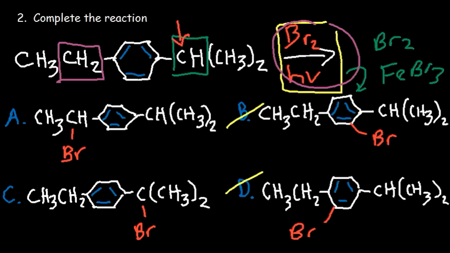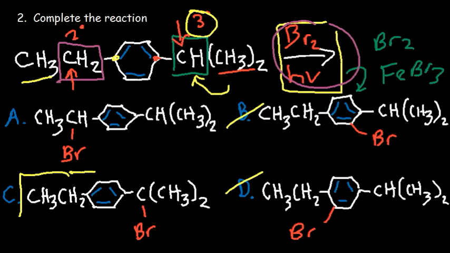What type of carbon do we have here? Notice that that carbon is connected to 3 other carbon atoms, the 2 methyls and this carbon, so it's tertiary. And this carbon here is a secondary carbon because it's attached to 2 other carbon atoms. So which radical is more stable, a secondary radical or a tertiary radical? Because tertiary radicals are more stable, the bromine will selectively abstract the tertiary hydrogen to create a tertiary radical. So therefore, answer choice C is the correct answer.